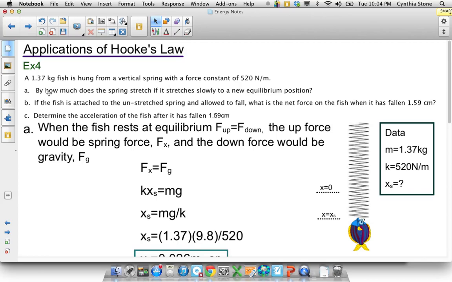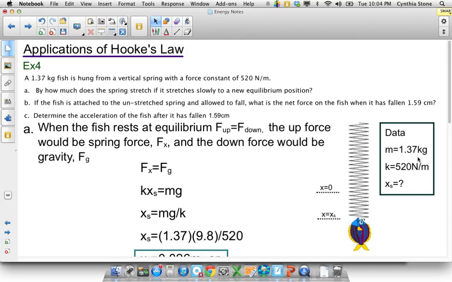And I want to say, how much does the spring stretch if it stretches slowly? So all I'm saying is I'm not dropping it or throwing it. I'm just sort of letting it fall. What's this going to be? What's my stretched equilibrium? That's what I'm asking you. And I call it a new equilibrium, or XS.